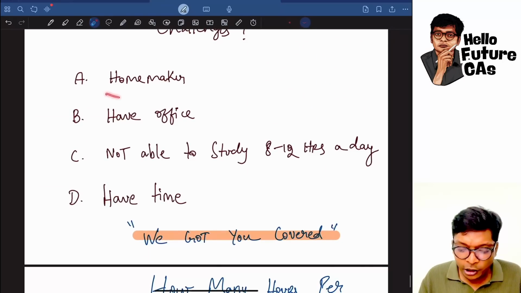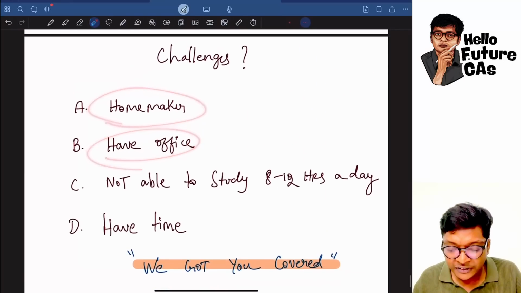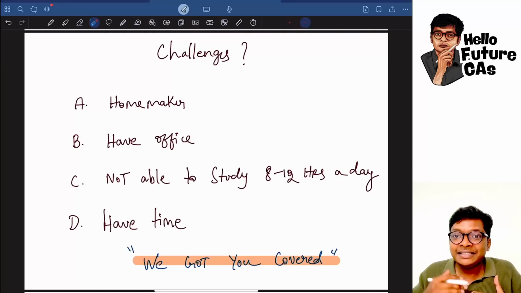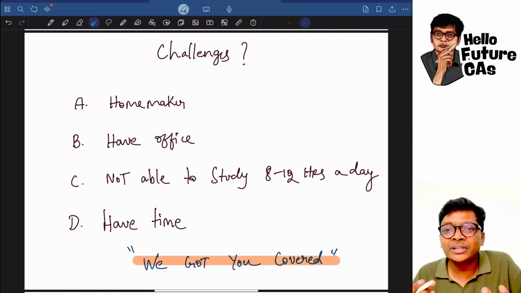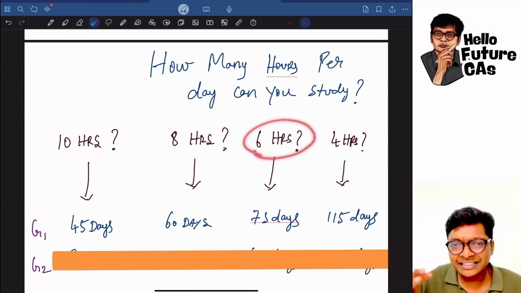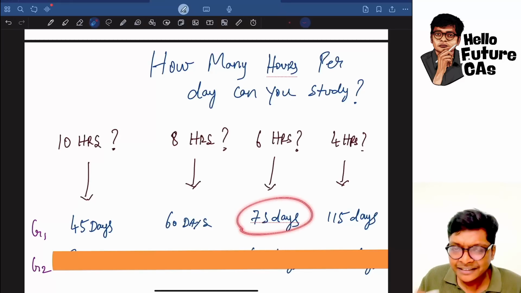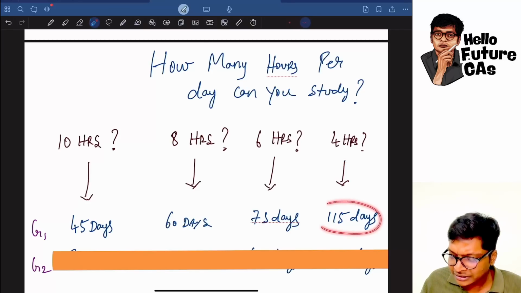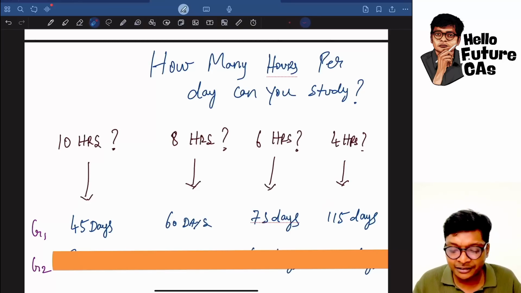Someone like a homemaker or someone who has office can't study 10 hours a day. They can only study less time. Then they have to study more days. That's how it's inversely proportionate, correct? So, if you study only 6 hours a day, no problem. You need only 75 days. Sir, I can only study 4 hours a day. No problem. Approximately 115 to 120 days is what you need.